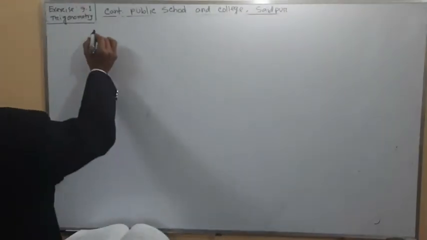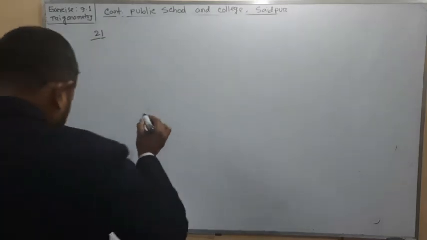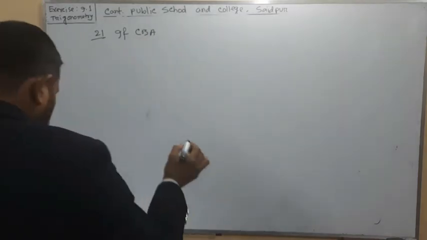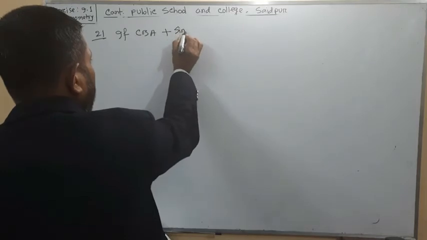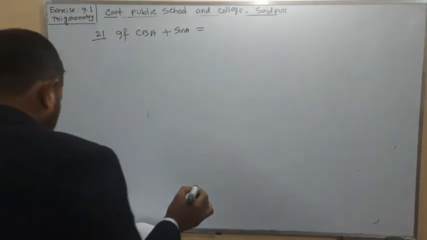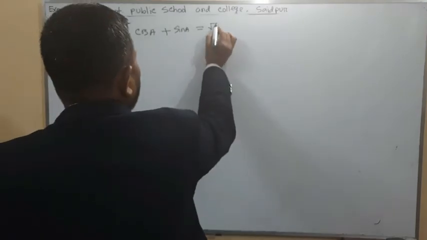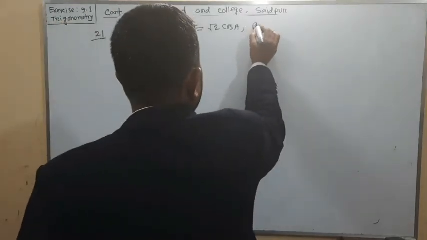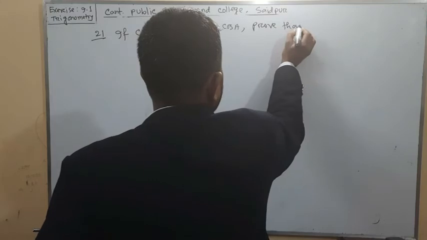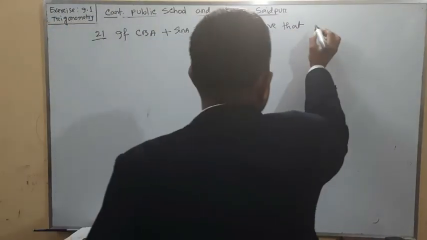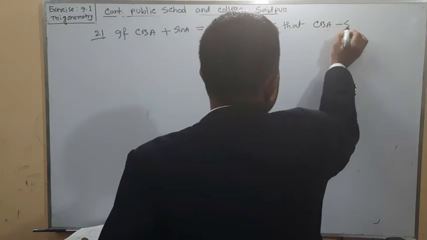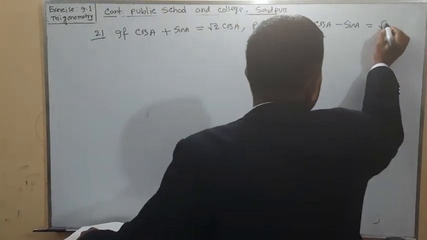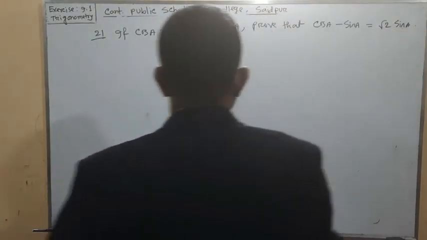Question 21. If cos A plus sin A is equal to square root 2 cos A, prove that cos A minus sin A is equal to square root 2 sin A.